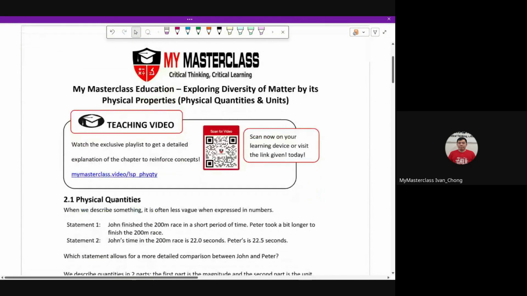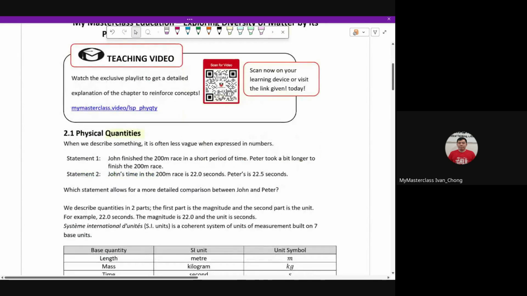Okay. So for the next part of your physical properties chapter itself, we're going to learn about physical quantities and units itself. Now, if we look at the word quantities itself, it is basically how do we measure? Because previously we talked about the chapter on the physical properties. We have all your different properties such as your strengths, your hardness, and all that.